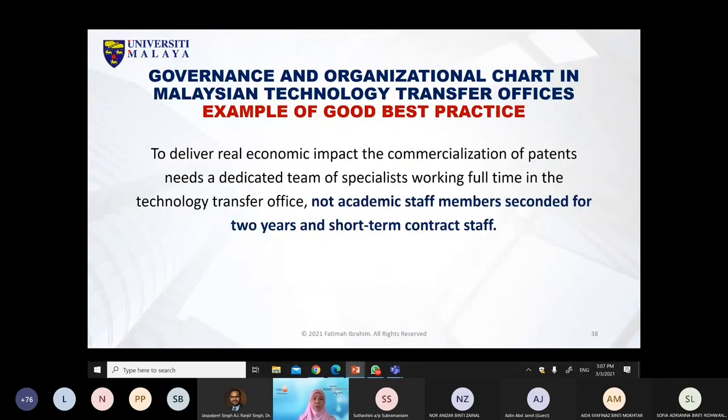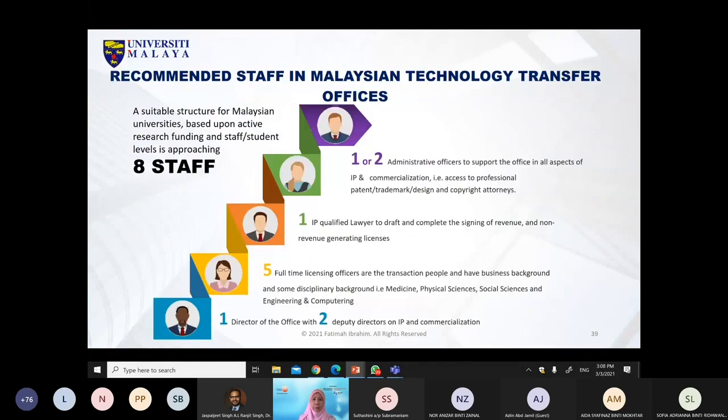In order to deliver a real economic impact and commercialization of patents, you need a dedicated team of specialists working full-time in technology transfer, as UPM has already implemented. They have seconded all their staff for quite a long duration of time. It's not recommended to have an academic staff member seconded for only one or two years. So this is not viable.